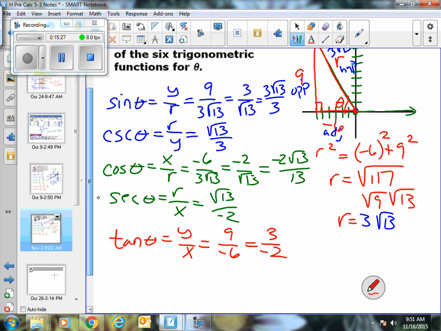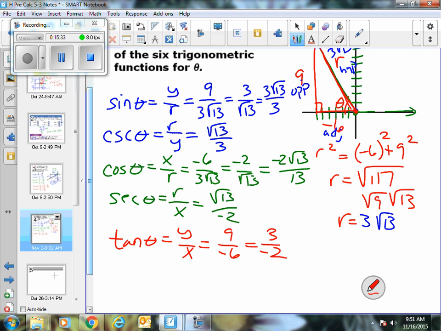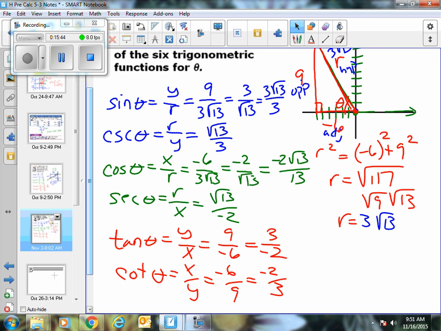Now just a quick reflection on that. Look at your terminal side. Does it make sense that that is negative slope? Well, for sure. You're going down and then to the right. That's negative slope. Cotangent, x over y, negative 6 over 9. Guess I could have just flipped the last one, but there you go. So negative 2/3.